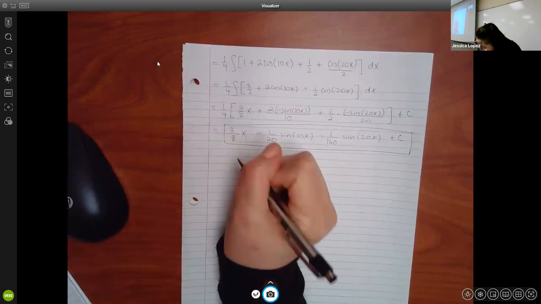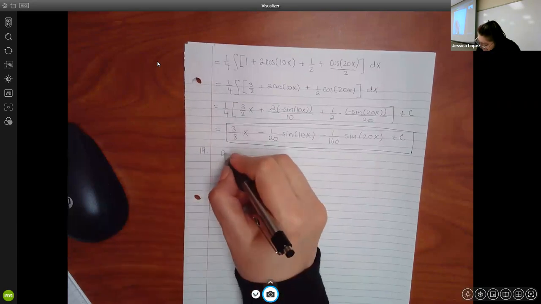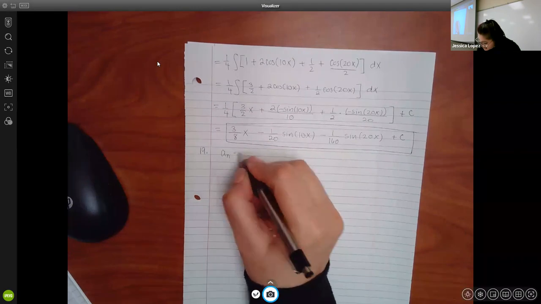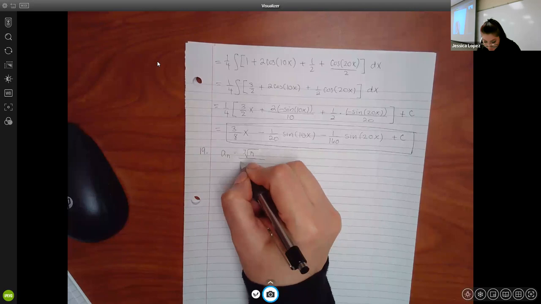Okay, number 19. I'm going to write it down, just this part, and then I'm going to review the directions. This is very similar to one of the ones that was on this recent test.